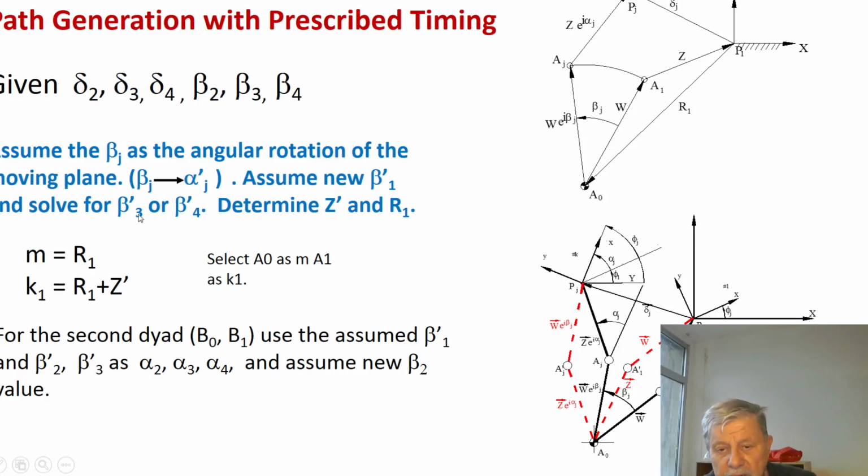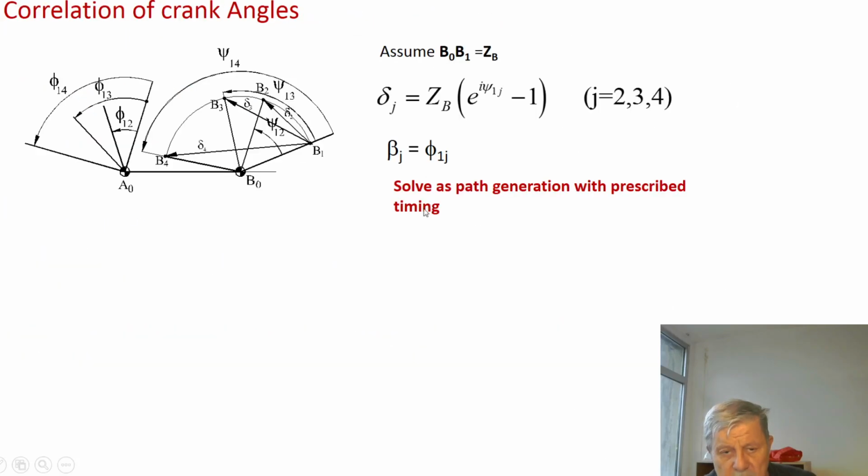In case of correlation of crank angles, assume B0, B1 as Z beam. Delta j, these vectors, will be ZB e to the i psi 1j minus 1, these vectors. Use these vectors. Beta j is phi 1j, the crank angles. Now, this is, as you can see, path generation with precise timing.